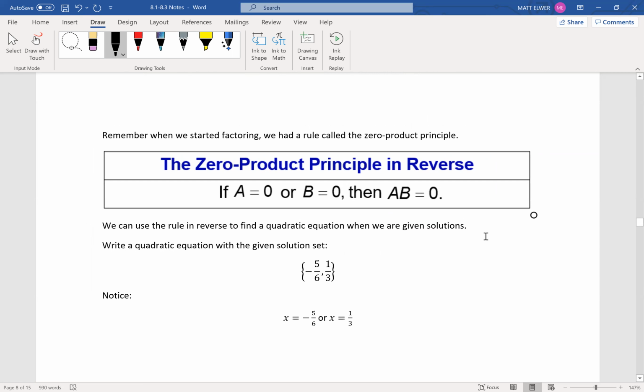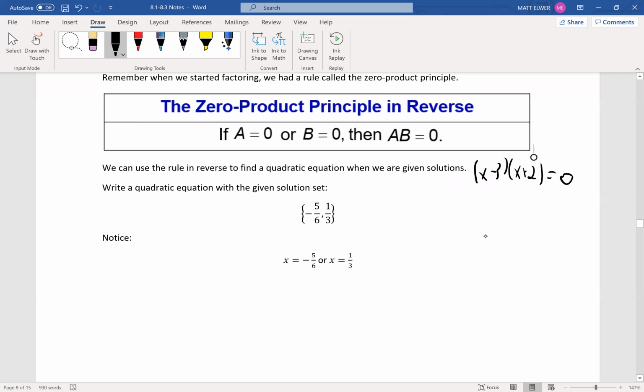So remember we had something like, as an example, maybe x minus 3 times x plus 2 is equal to 0, right? So we can find our solutions for x because we know one or the other has to equal 0. So what we're going to do this time is go in reverse with this. I'm going to give you solutions to x, and after I give you those solutions, I want to know what a quadratic equation looks like that has those two solutions.